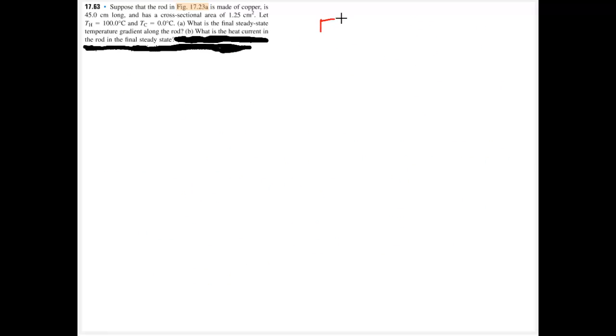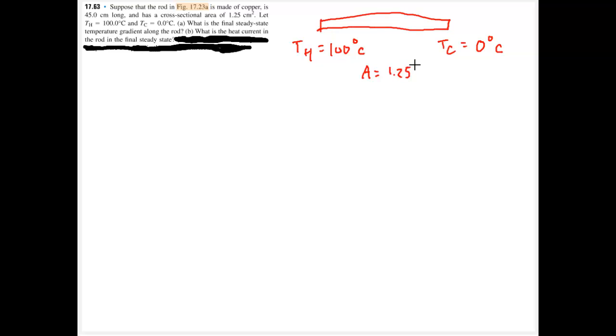Okay, take a second to read the problem. I have a rod that is made out of copper, and it has a hot side and a cold side. I know the hot side's at 100 degrees Celsius and the cold side is at 0 degrees Celsius. And I also know the surface area is going to be 1.25 centimeters squared. That's going to be 1.25 times 10 to the negative 4th square meters. I always want to work in meters. I also know that the length of the rod is 45 centimeters long, so 0.45 meters.